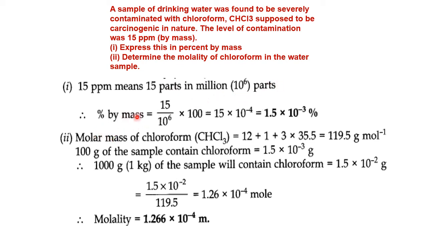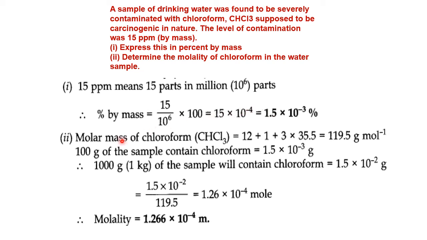Now let us calculate the percentage. So 10 to the power of 6 parts contain 15 parts of chloroform. In 100 parts, how much? 100 into 15 by 10 to the power 6 gives you 15 into 10 to the power of minus 4, or in scientific notation, 1.5 into 10 to the power minus 3. This is the percentage by mass of chloroform.